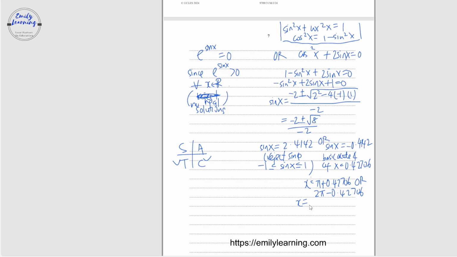So therefore, I have x equals 3.5686 or 5.856. So round off to three significant figures. So therefore, x is equal to 3.57 or 5.86 when rounded to three significant figures. All right.